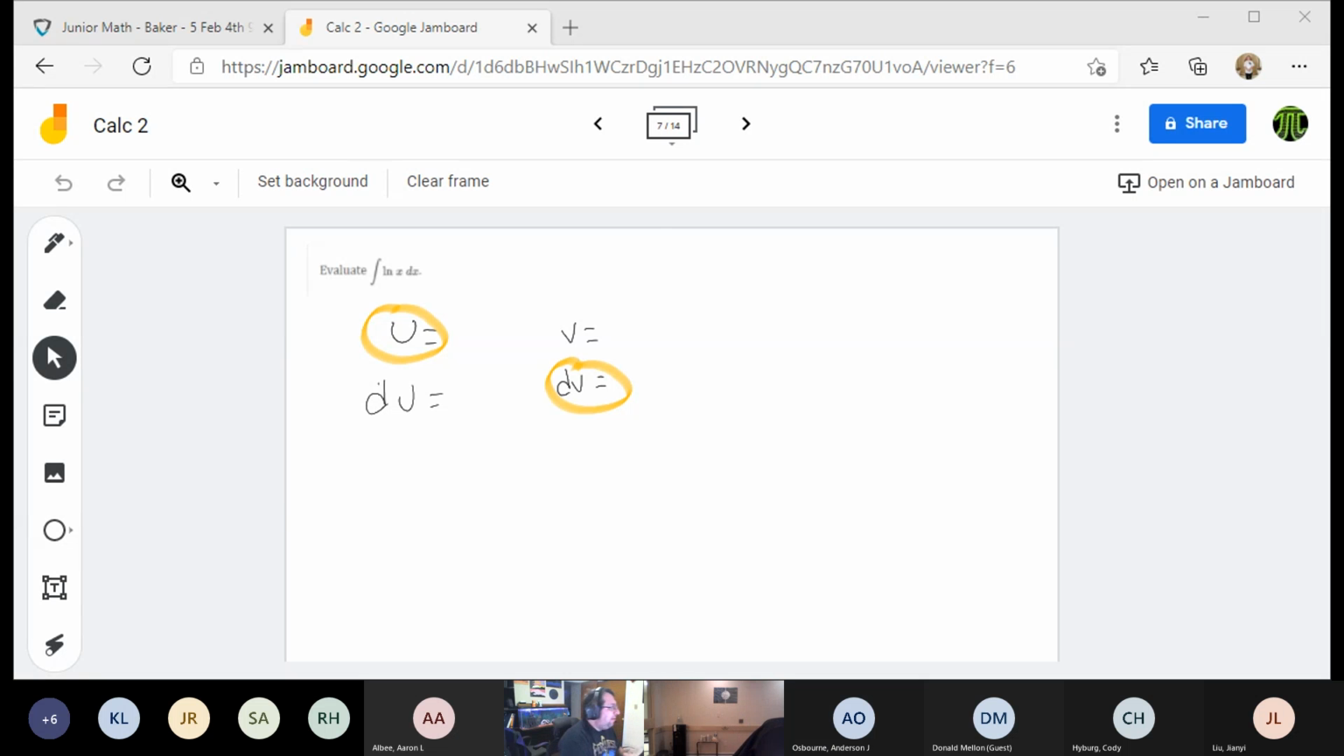So in this problem, I only have ln of x. I don't have another piece. So if we look at that rule that we had written down from the last slide, the first thing in that list is logarithmic. And the reason why we want to make our logarithmic the u is because I can do the derivative of a logarithmic, but I can't do the integral of it. So I'm going to make my u ln of x. And I'm going to make my dv just the dx.